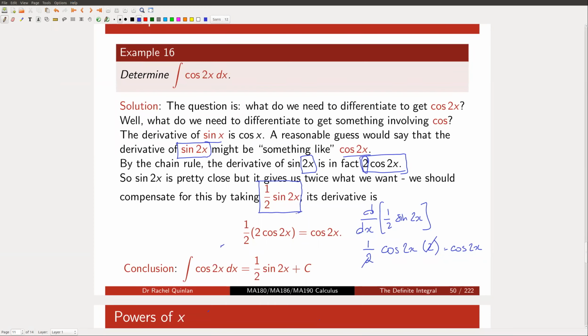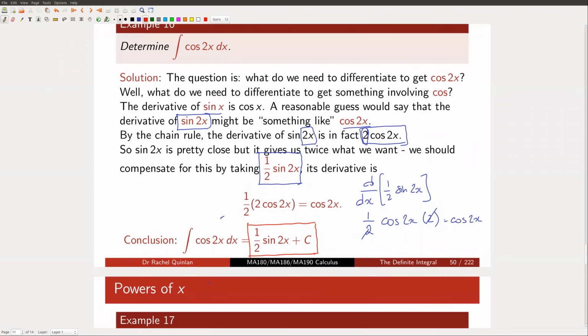Every other antiderivative of cosine of 2x differs from this one by a constant. So the indefinite integral of cosine of 2x is the collection of all functions whose derivative is cosine of 2x, and that's basically things of the form 1/2 sine of 2x plus c. The c is usually referred to as a constant of integration.